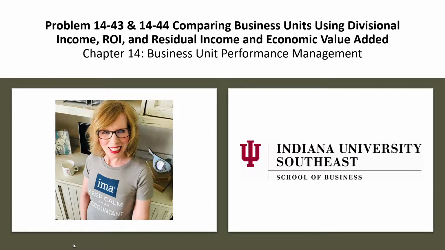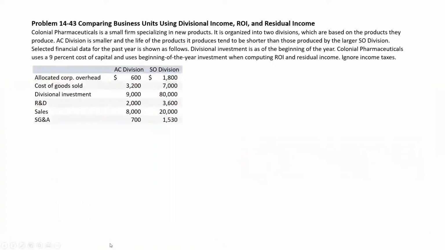In this video, I'm going to cover different business unit performance management measures like ROI, residual income, and EVA using problems 14-43 and 14-44 as a demonstration. So in this problem, we have Colonial Pharmaceuticals, and it has two main divisions, AC division, SO. It mentions that AC is much smaller, and the life of its products tend to be shorter than those produced by the larger SO division.